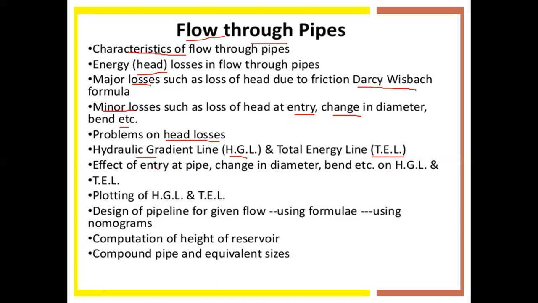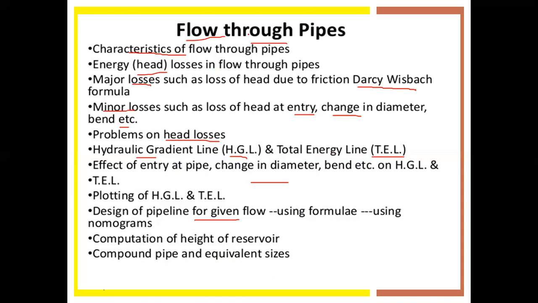Next, effect of entry at the pipe. Whenever the fluid is entering the pipe, what will be the effect at the entry of the pipe? And when the change in the diameter occurs, what are the changes we can see? And also the effect of a bend on the hydraulic gradient line and the total energy line. Next, plotting of HGL and TEL. Design of a pipeline for a given flow using the formulas and using the nomograms. Computation of height of reservoir, compound pipes and equivalent sizes.